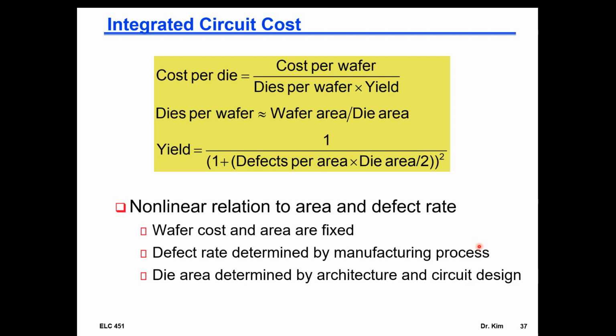So the cost is very important. Obviously the cost per die is the cost of the wafer divided by the dies per wafer times the yield, which is less than 1. And then the dies per wafer is proportional to the area of the wafer divided by the area of the die. So you want to take advantage of the economies of scale. You want to have dies per wafer be as large as possible. So this number comes down.